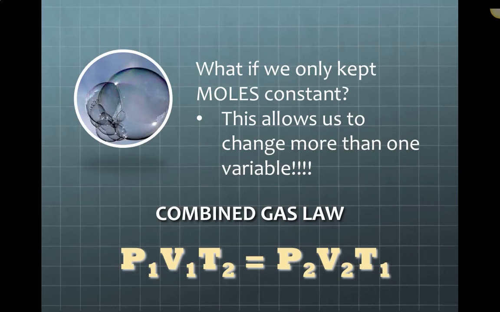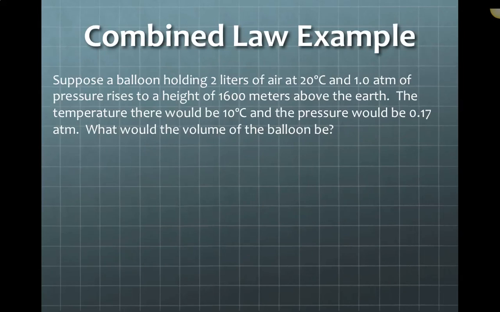Convince yourself while looking at this formula that you can see Boyle's law in there, you can see Charles's law in there, and you can see Gay-Lussac's law in there. The only law that is not included is Avogadro's law, which is why we have to keep the number of particles constant. Let's look at an example using this combined gas law.